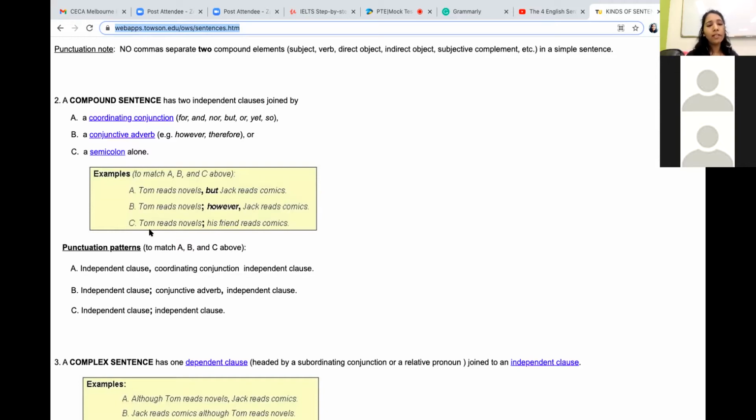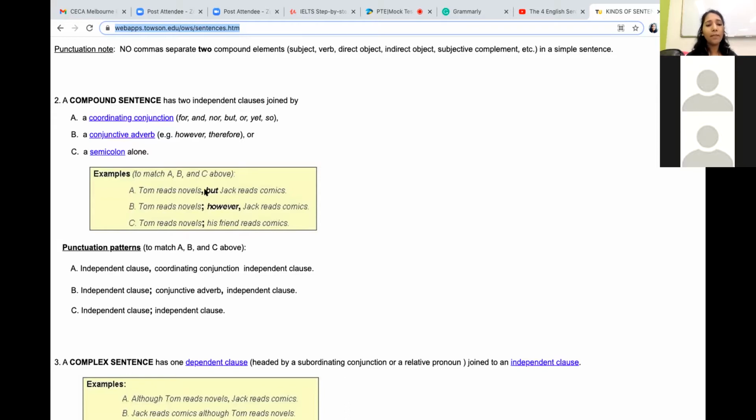Then the third way that you can write a compound sentence is you put a simple sentence, just a plain semicolon. But you should know there is no conjunction here, just a semicolon. And usually the following independent clause will start with a pronoun. Tom reads novels; his friend reads comics. So 3 ways to write your compound sentence.